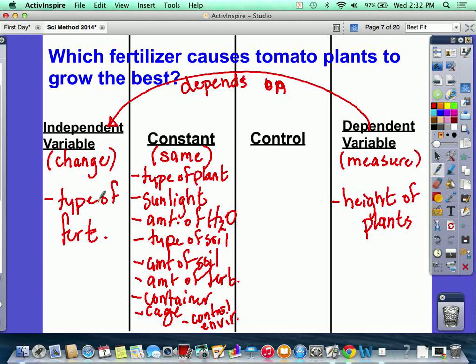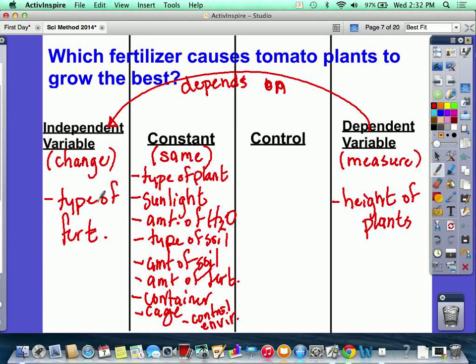Yes, sir. I was thinking it really would depend on what you meant by best, because the height of the plant could have been big, but it could have made tomatoes that weighed more, so that would mean there would be more tomatoes. So if I make the problem statement, and I did that on purpose, I'm so glad you caught that: which fertilizer causes tomato plants to grow the best?